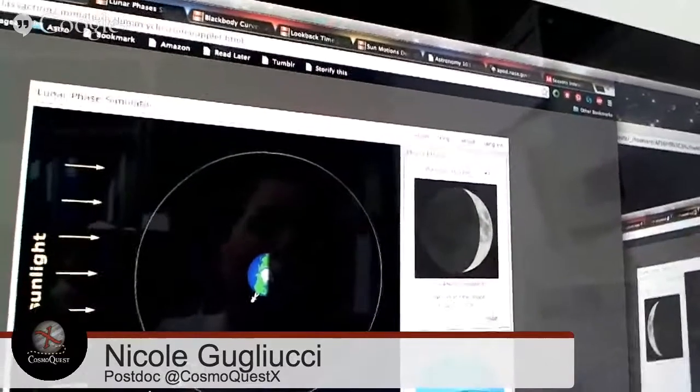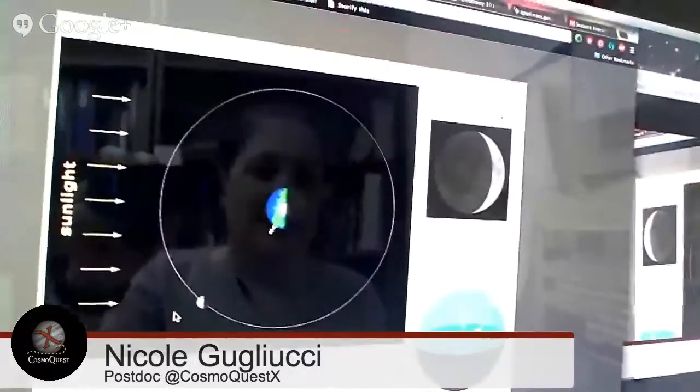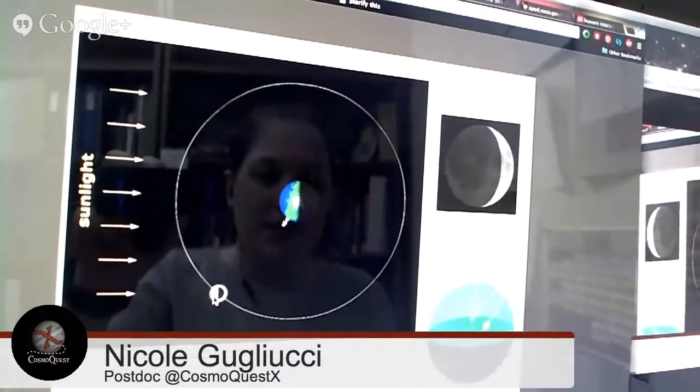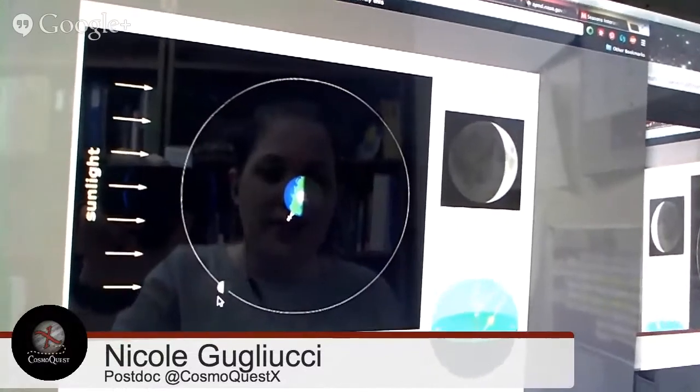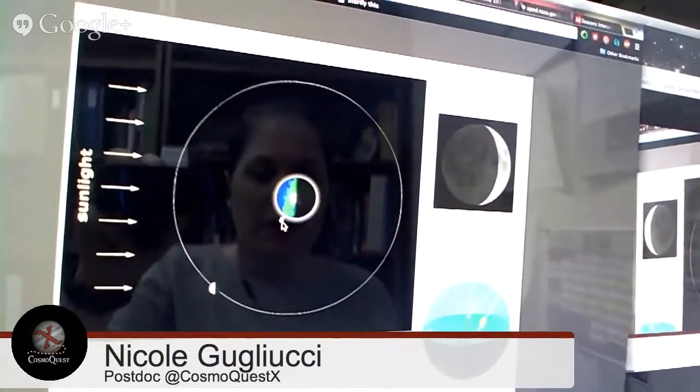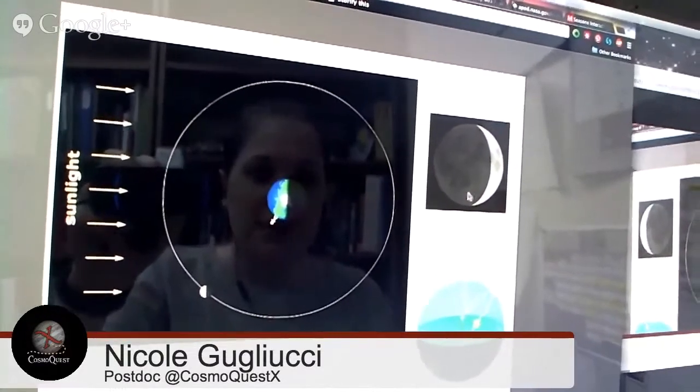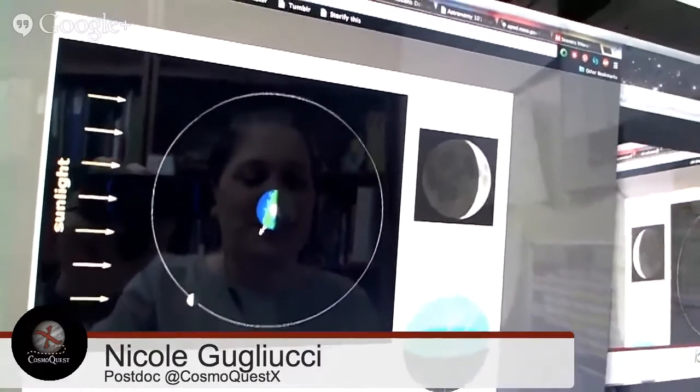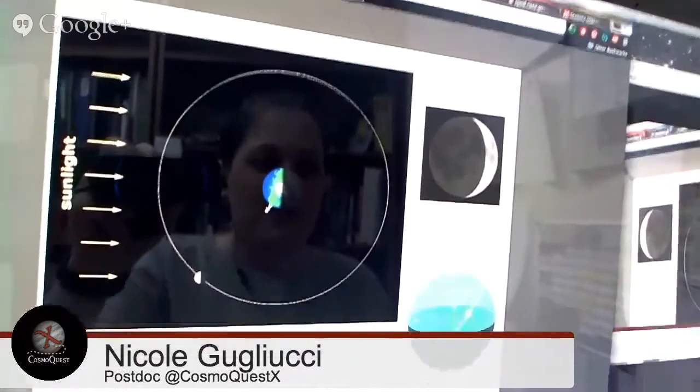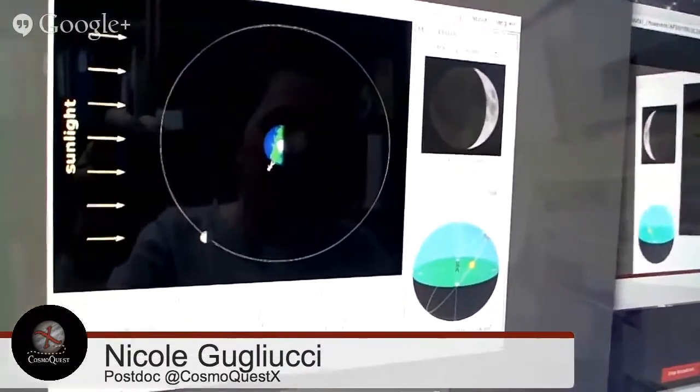There's a lot going on, and this is a much more detailed animation. You have the sun shining on the moon, lighting up half of it. Half of it's in light, half of it's in dark. You have a person on the Earth spinning round and round. You have what they see in the sky. You have the Earth and sun they see in the sky. There's a lot to unpack in this particular animation.